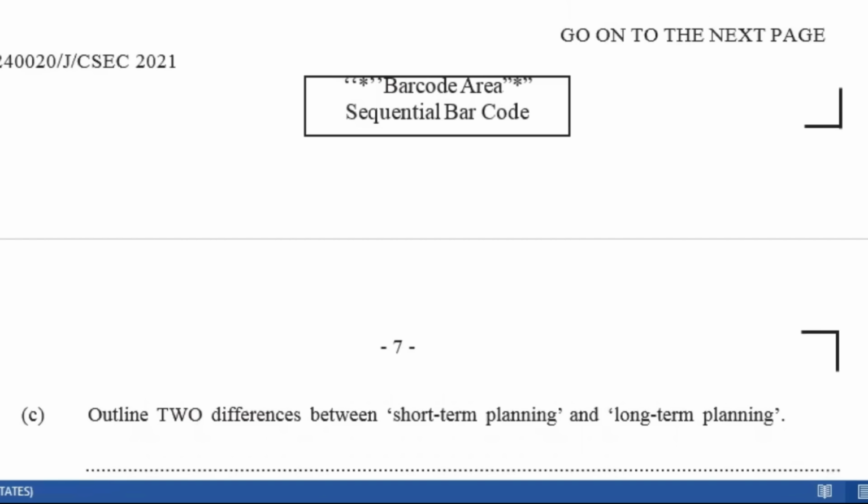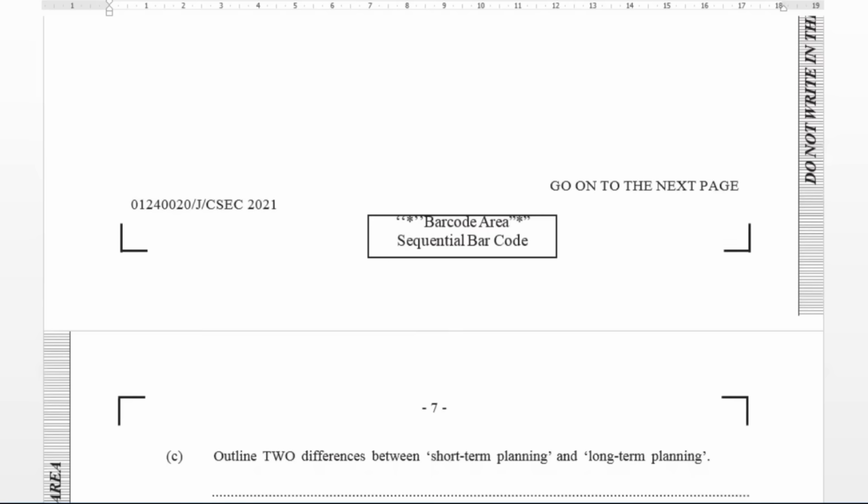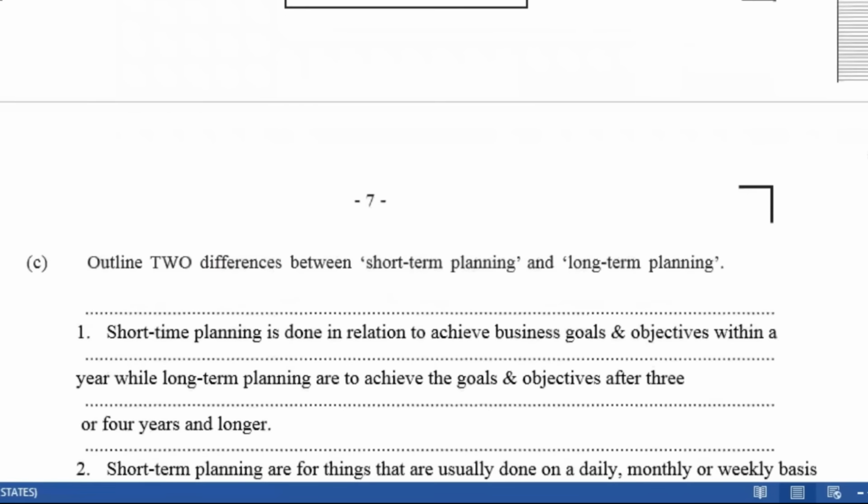Come up with any ideas yet? Short-term planning, long-term planning. All right, so let's see what I have.